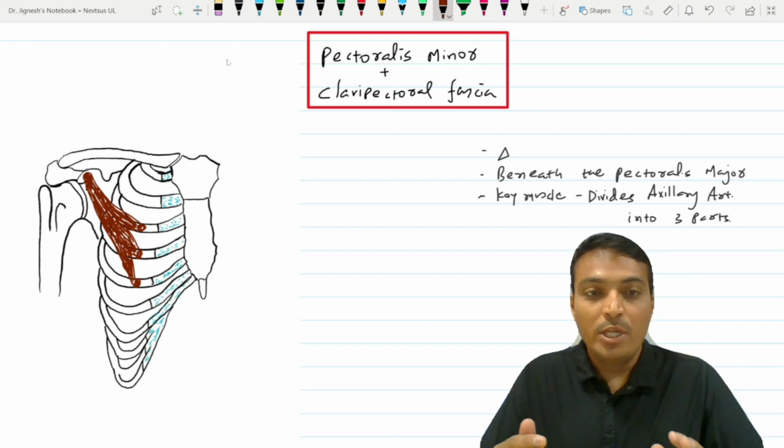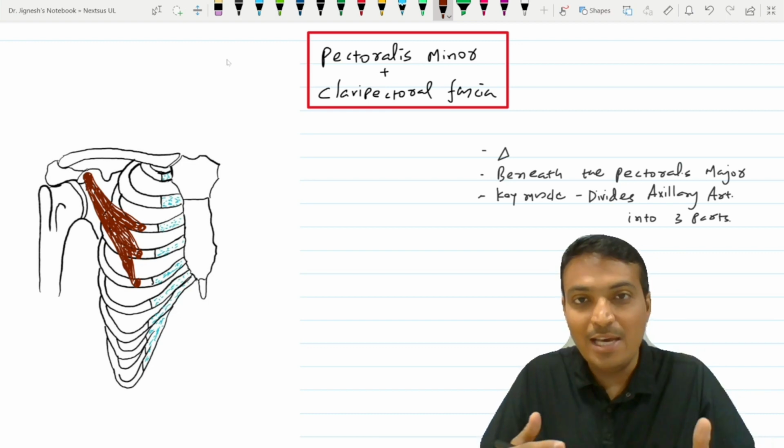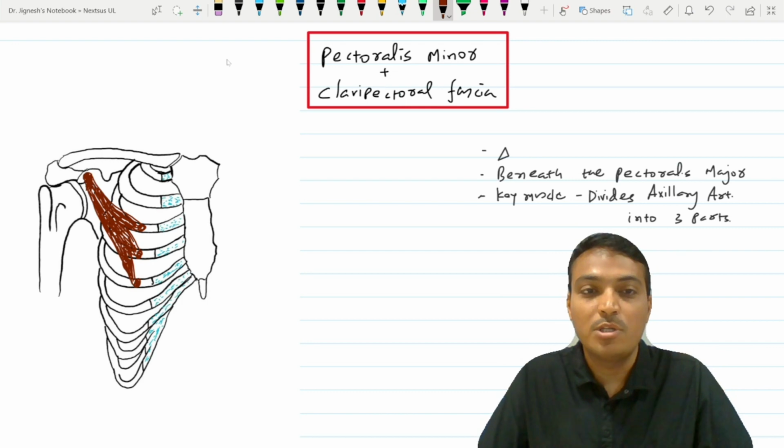Along with the origin from the third, fourth and fifth ribs, this pectoralis minor muscle also gets origin from the fascia which covers the external intercostal muscle.